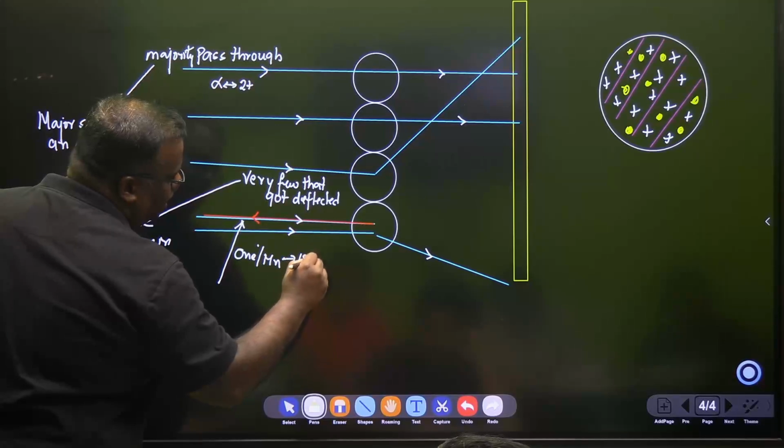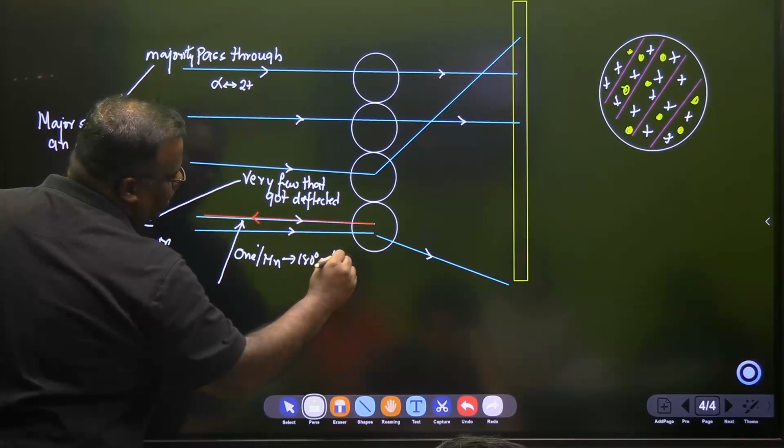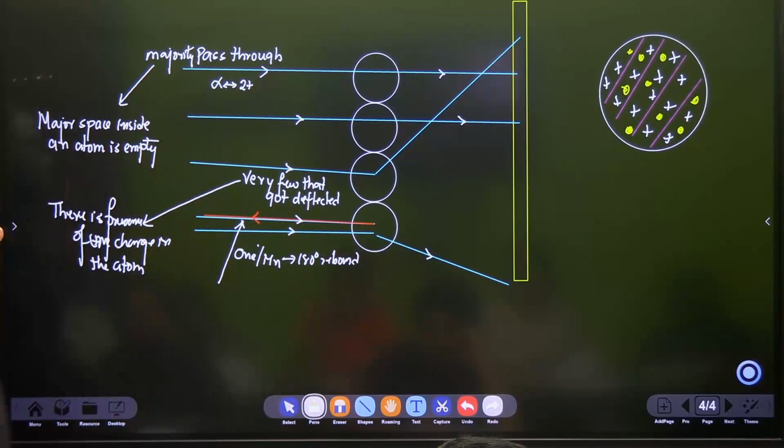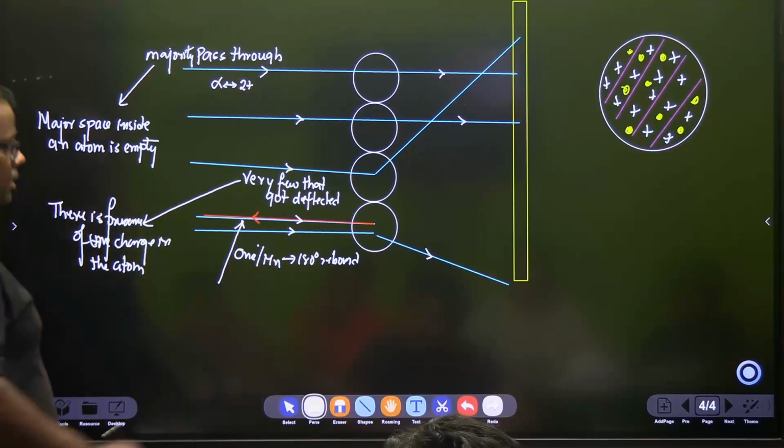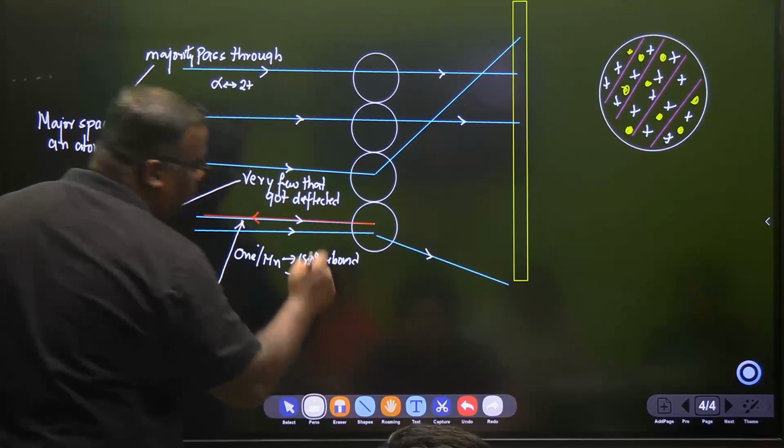A 180-degree rebound. Now ask yourself, you play carom so much. How do you get the rebound of the striker? You hit the striker on the bar. The bar is much harder than the striker. That's why it is able to send the striker back. Otherwise, it should have got an impression on it. That means this gives us one more thing. Plus, it's a rebound.